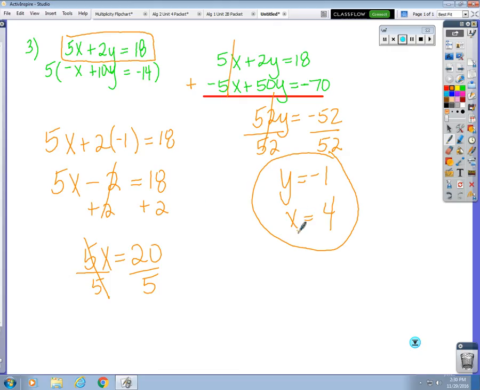I accidentally did number 4 instead of number 3. Well, you can do number 3 later. No, I just did number 3. But when we were working on... Oh, okay.